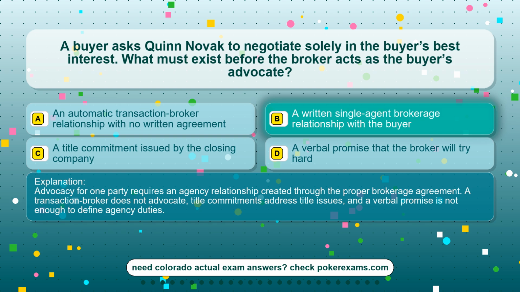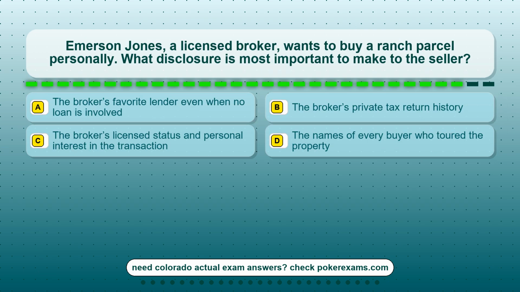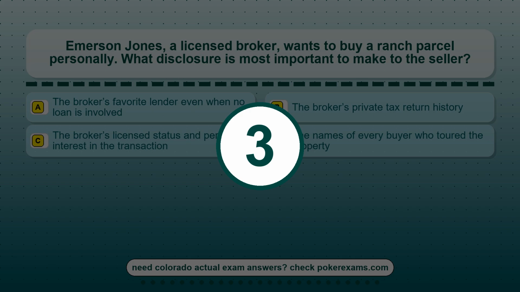Question 7. Emerson Jones, a licensed broker, wants to buy a ranch parcel personally. What disclosure is most important to make to the seller? Option A, the broker's favorite lender even when no loan is involved. Option B, the broker's private tax return history. Option C, the broker's licensed status and personal interest in the transaction. Option D, the names of every buyer who toured the property.